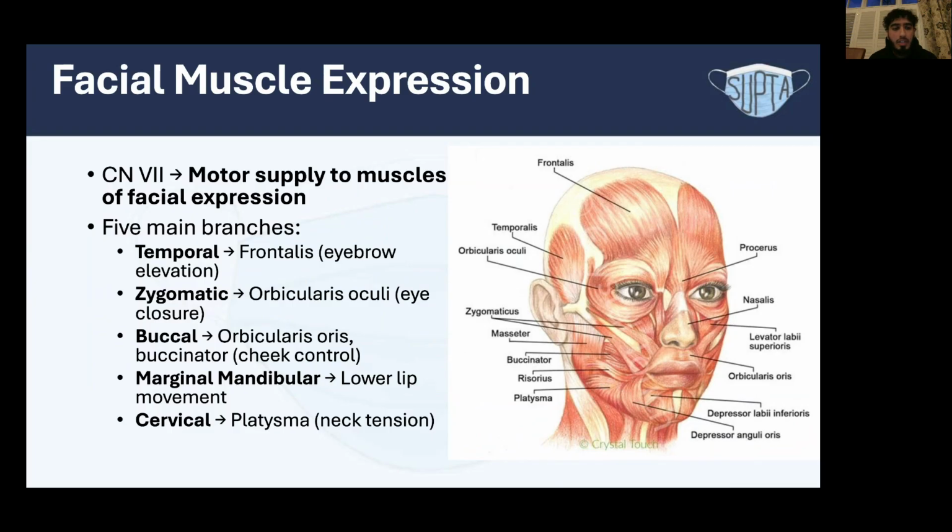If we have a lesion with the buccal branch, just one more example, that can lead to difficulties with drooling and also speech difficulties as well. So those are some important things to pick up on there.